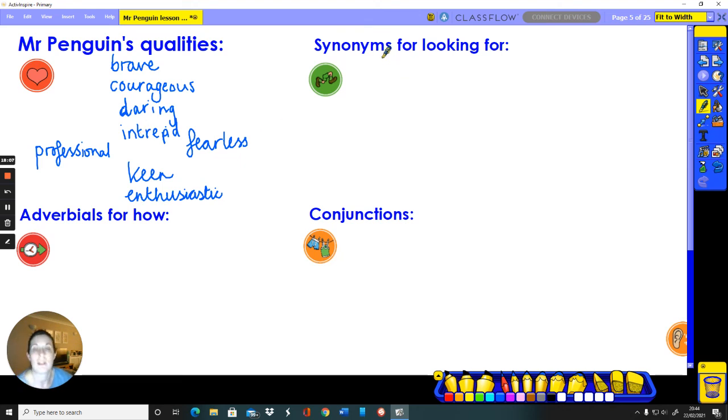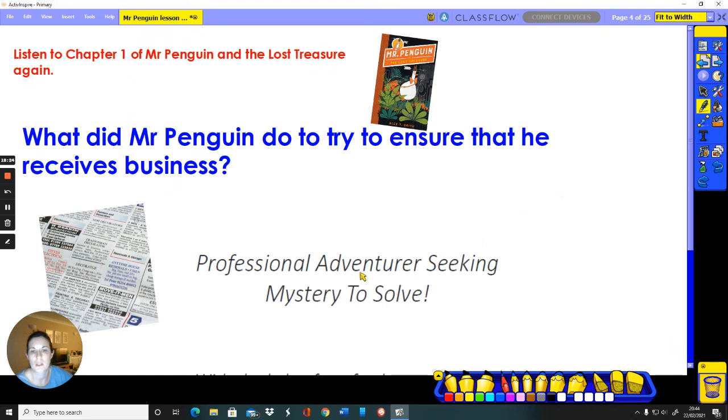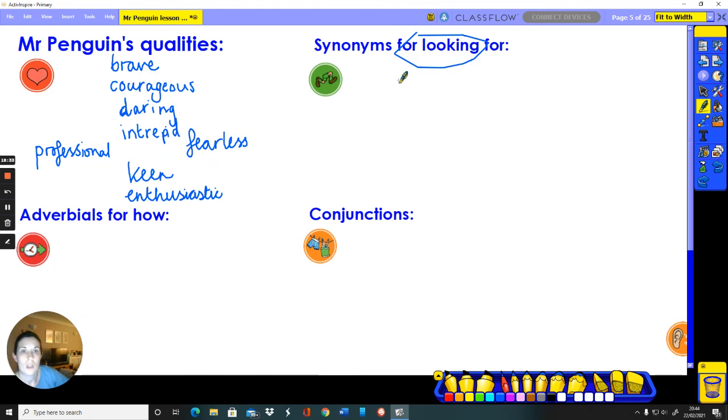What we now need to do is look for our words, collect a few words that mean the same as looking for. So I'm just going to go back because in the page previous, can you remember I had professional adventurer seeking mystery to solve. Seeking would work well as a synonym for looking for. So I'm going to use seeking. I will write it down. I wonder if you can find some more.